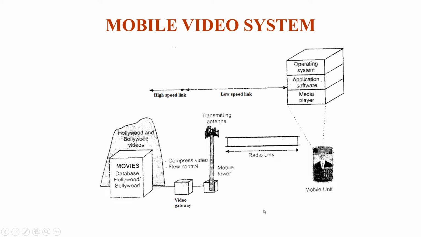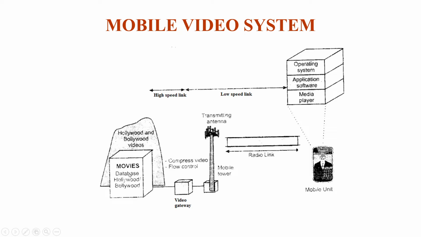The next one is the mobile video system. Here you have a movies database, with contents that are either Hollywood or Bollywood. Then you have a video gateway. The database storage happens at a very high rate and high bandwidth. To have a lower bit rate and lower bandwidth, you need to compress that video. So compression of video and flow control are taken care of here.